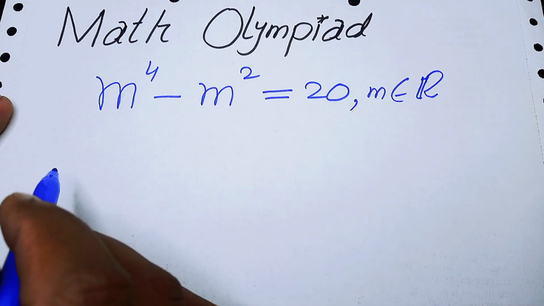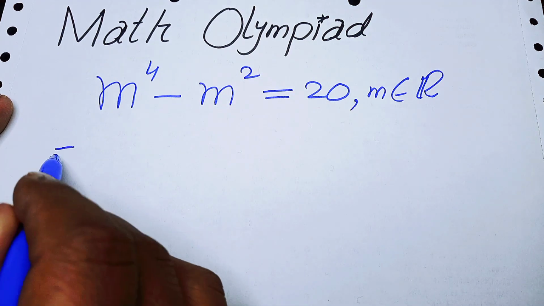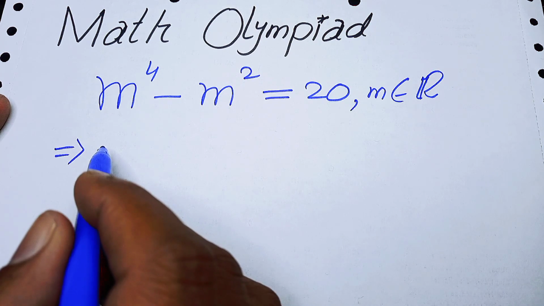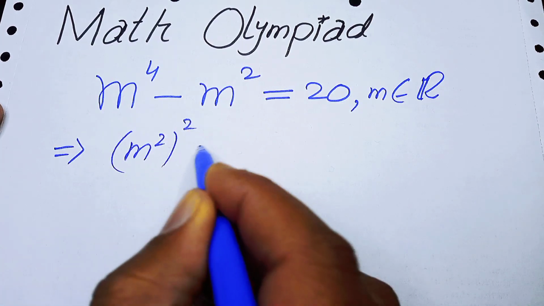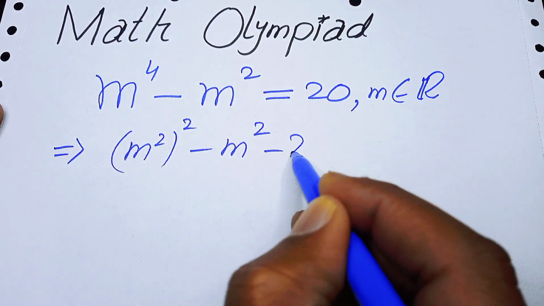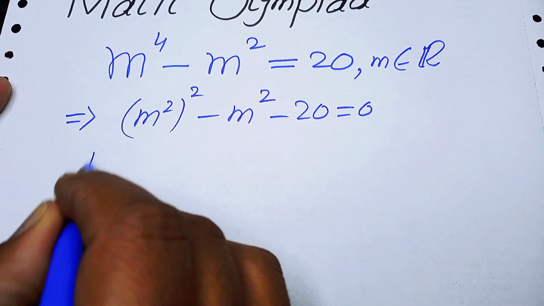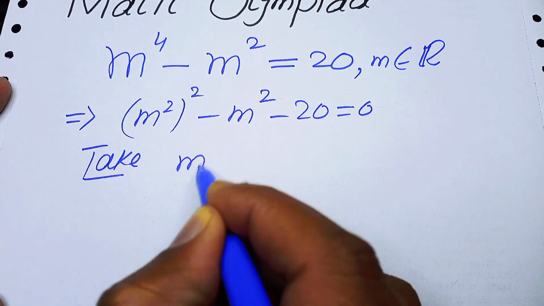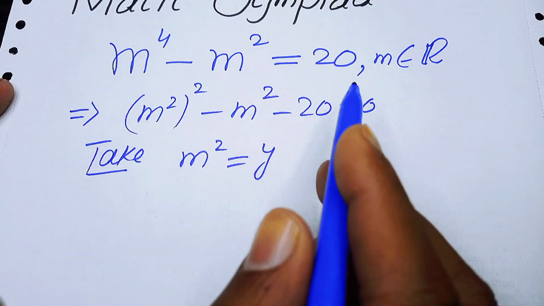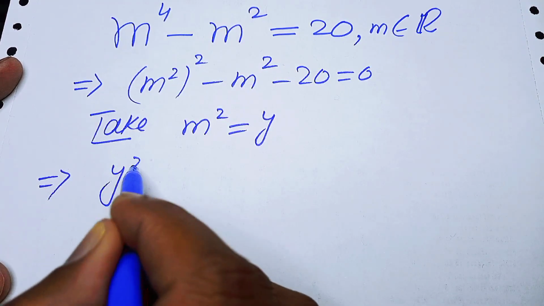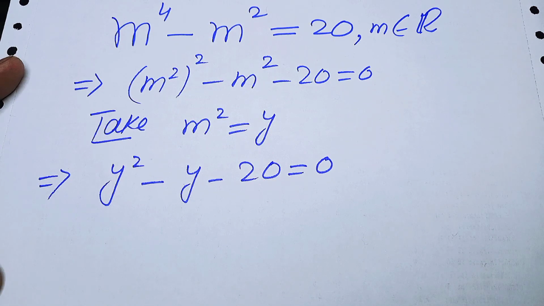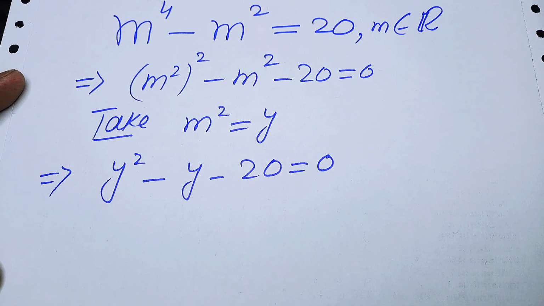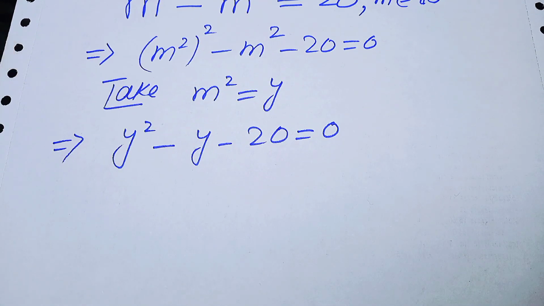So the very first thing we are going to do is make this equation into simplified form, so that we write m to the power of 4 as m square and whole square minus m square minus 20 is equal to 0, and now we can take m square is equal to y, so that this equation becomes y square minus y minus 20 is equal to 0. So this equation becomes quadratic in form, so that we can solve this by making the factors or by using completing square or quadratic formula.